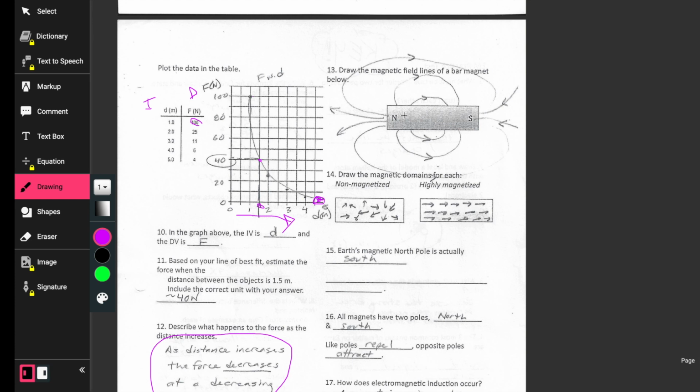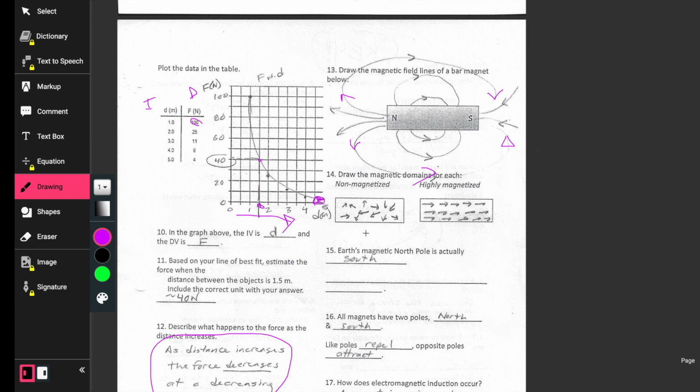Draw the magnetic field lines: north to south, north to south. Notice the arrows. They're not making a circle. They're going from the north end, and they're pointing towards the south end on both sides. A lot of people make that mistake. So north to south.